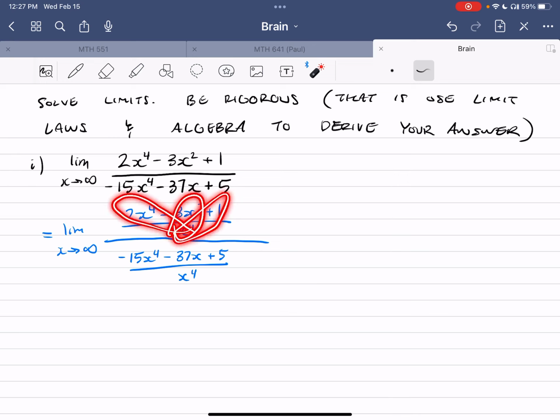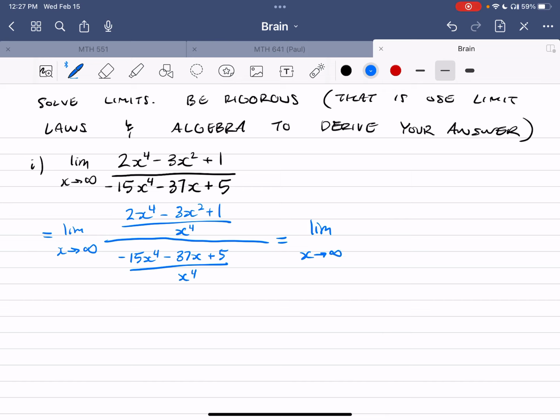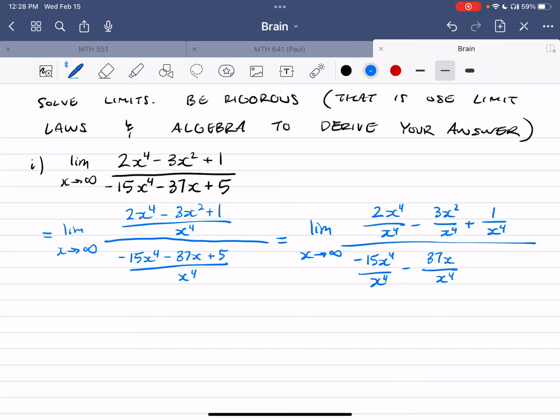Our next step is to multiply these through and get something that looks a little nicer. So we have the limit as x goes to infinity of 2x to the fourth divided by x to the fourth, minus 3x squared divided by x to the fourth, plus 1 over x to the fourth. All of this divided by negative 15x to the fourth divided by x to the fourth, minus 37x divided by x to the fourth, plus 5 divided by x to the fourth.